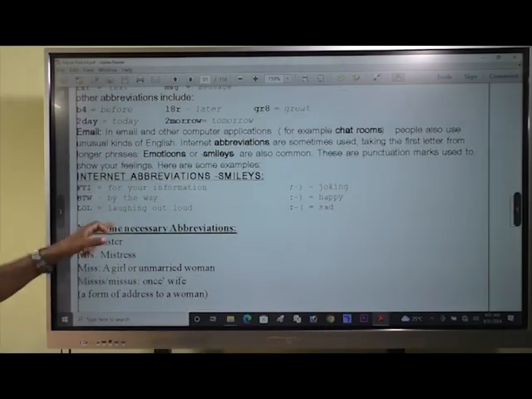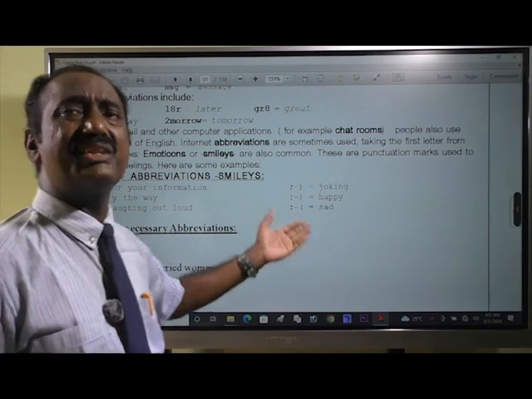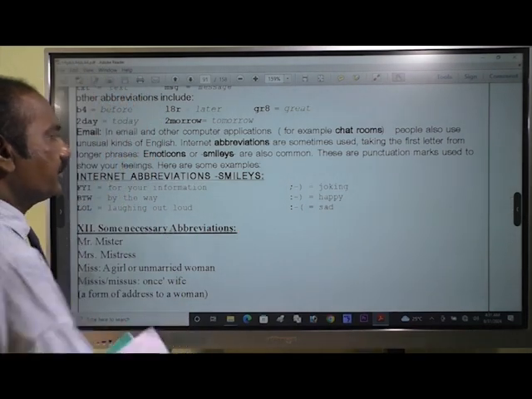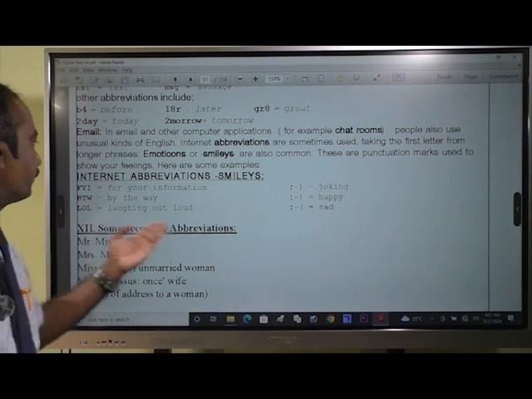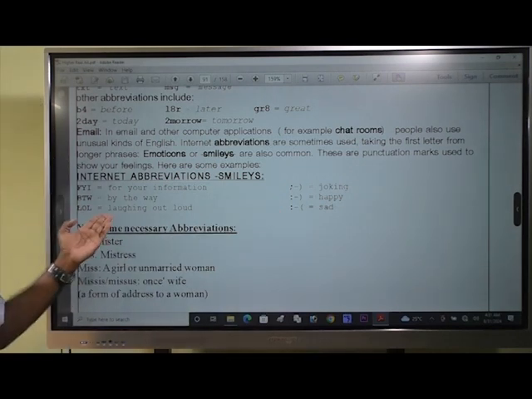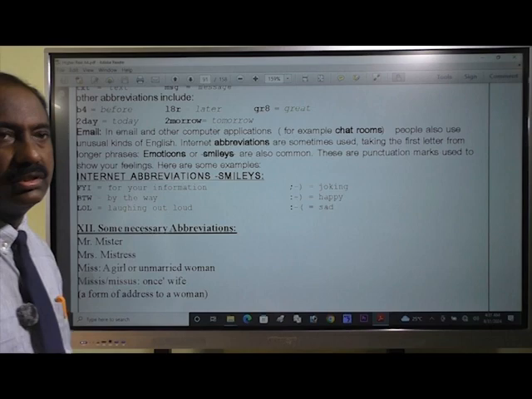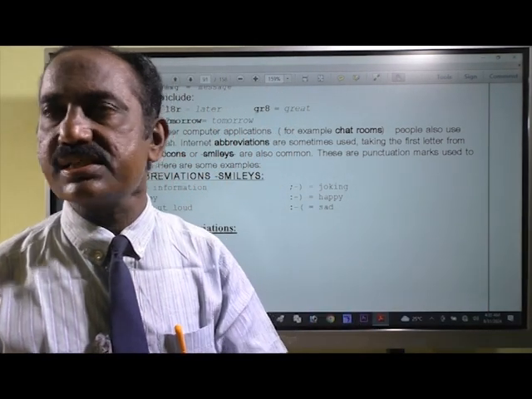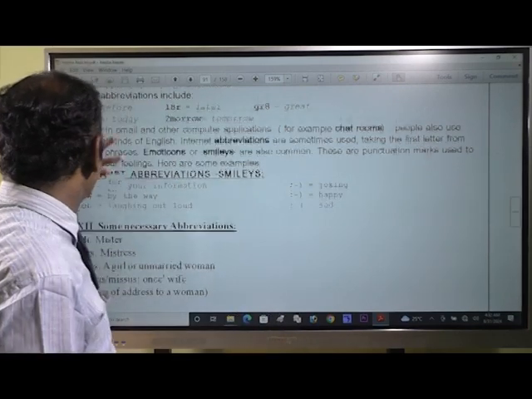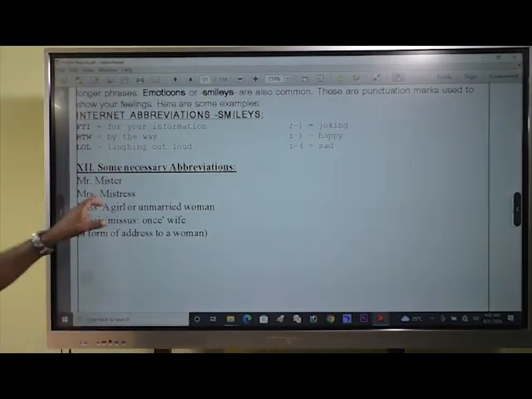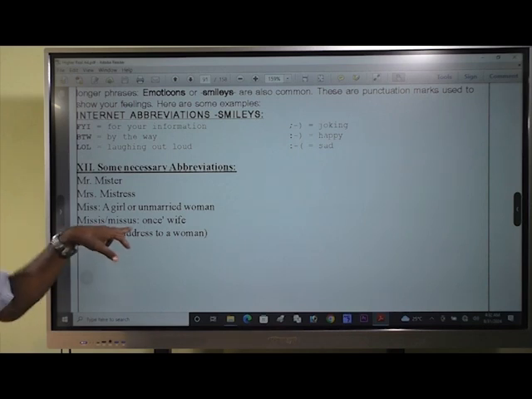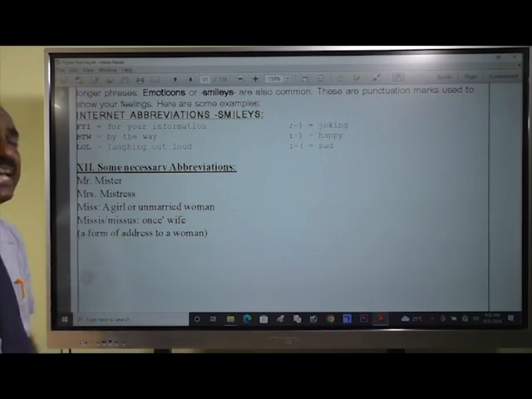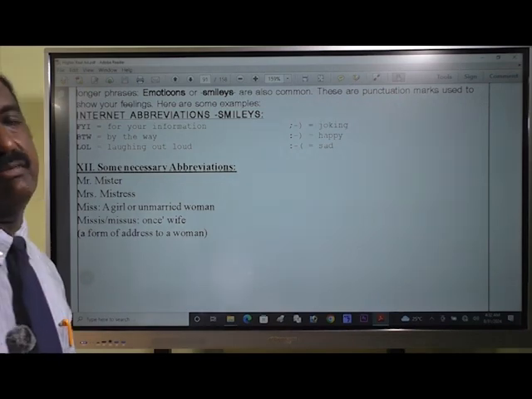Some symbols are especially used, nowadays these are called emojis, I think. For joking, for happy, for sad, such kind of things are used. LOL means laughing out loud. ASAP means as soon as possible. Such kind of short forms are also being used in English text messages and so on. Learn all these things well, and I wrote these things. Mr. means mister, Mrs. means one's wife, Miss means unmarried, Ms. means any woman.